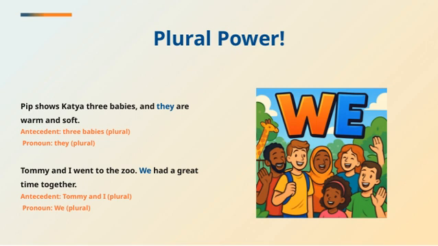Now, moving on to the second example. Pip shows Katia 3 bobbies, and they are warm and soft. Here, they is the pronoun that refers back to 3 bobbies, the antecedent. This shows how pronouns can replace nouns to avoid repetition and make sentences more fluid.